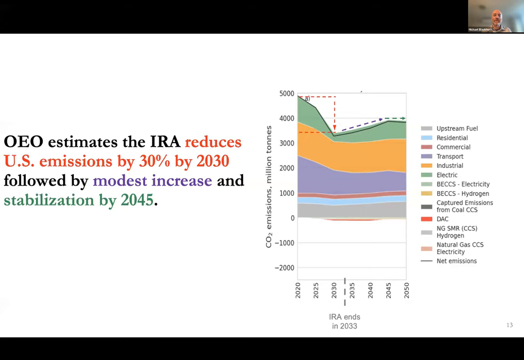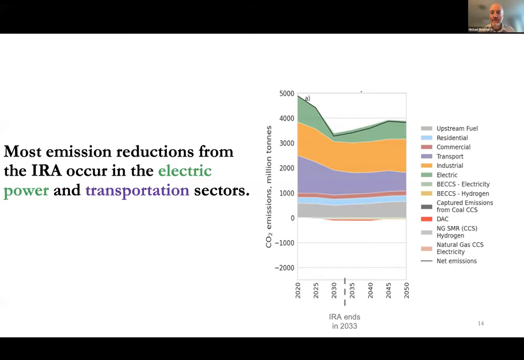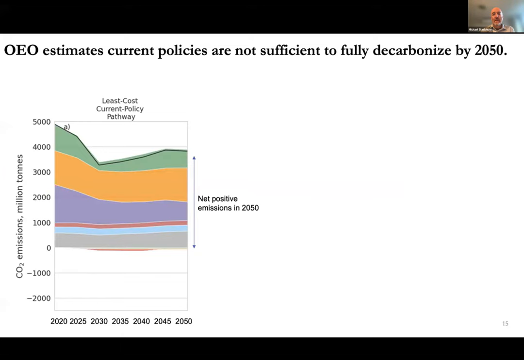And a lot of the reductions that we get from the IRA come from the electric power sector, which is shown there in green, and the transportation sector, which is shown there in purple. Those come from more renewables and electrifying transportation to some degree, and a little more biomass used for powering our transportation system. But as you can see in these charts, if you don't worry about the colors, we still have a bunch of emissions at the end of 2050.